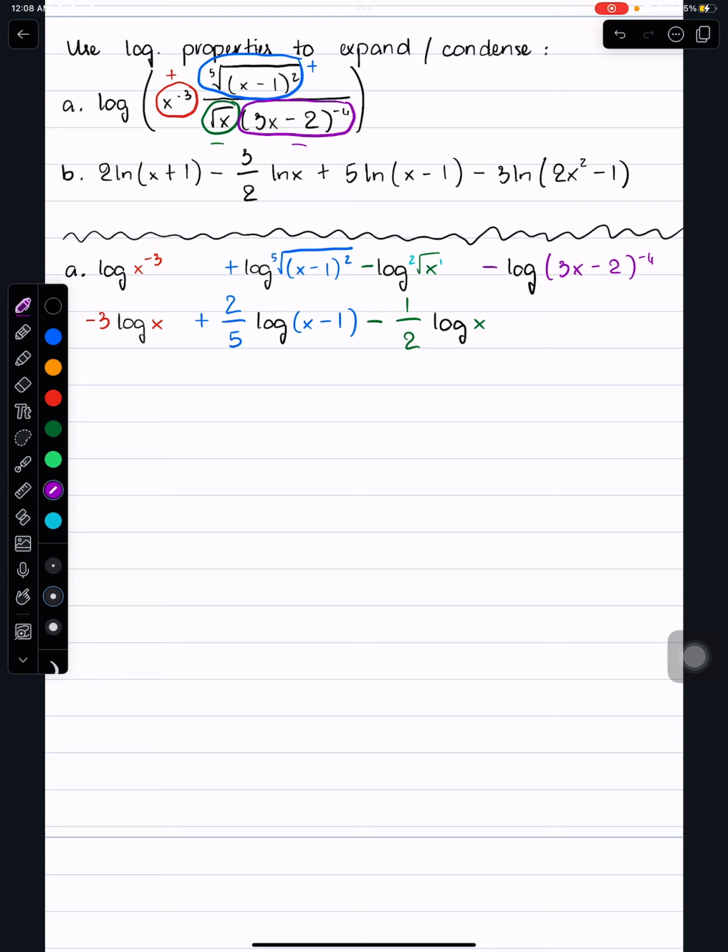And the last thing we're going to have in here is minus, copy it down. And then I'm also going to bring the power out to the front. And then I'm going to have log of the same group, copy it down, right? So 3x minus 2.